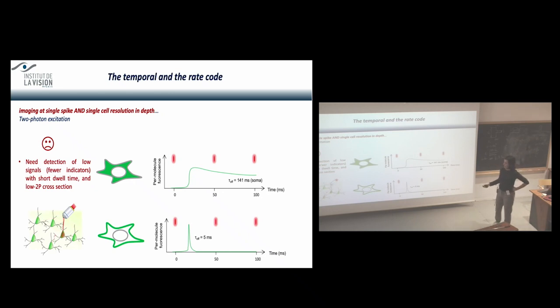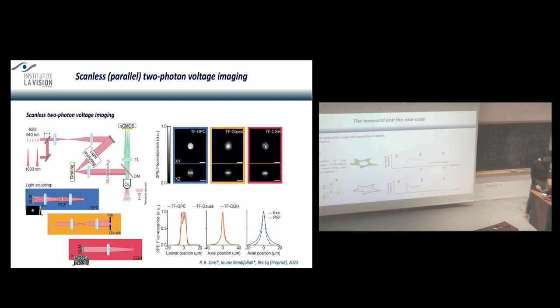On top of that, most of the genetically encoded voltage indicators have a very low two-photon cross-section, okay? So we want to image a very low signal at a kilohertz rate. And this is why conventional two-photon scanning microscopy will never work. And so this is why it was very challenging to perform two-photon voltage imaging. Okay, but again, we said we don't need to scan.